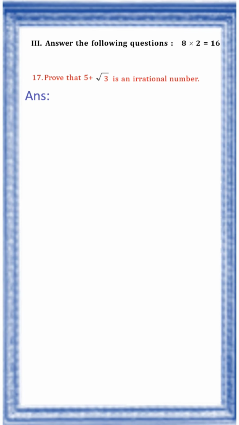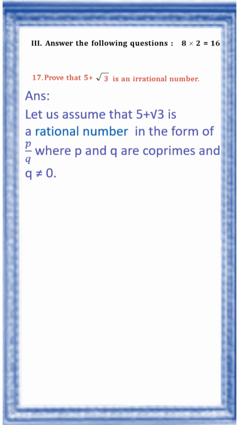Now, to the contrary, let us assume that 5 root 3 is a rational number in the form of p by q, where p and q are co-primes and q is not equal to 0. So what happens now? We can write 5 plus root 3 is equal to p by q.